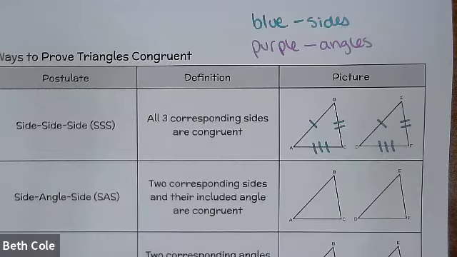All right, side, side, side. If all the sides are the same, then the triangles are congruent. Cool? And does that make sense? If all 3 sides are the same lengths, then aren't the triangles the exact same size?